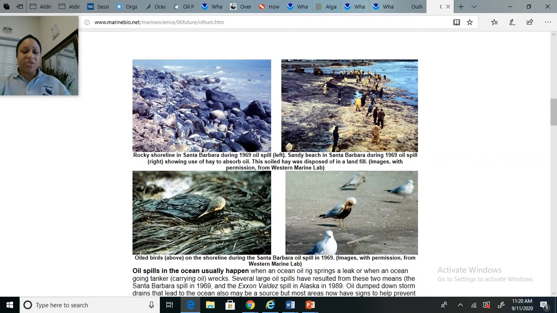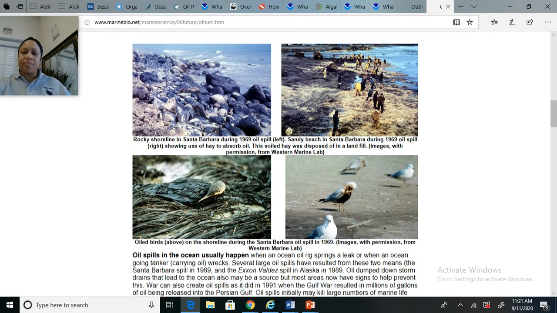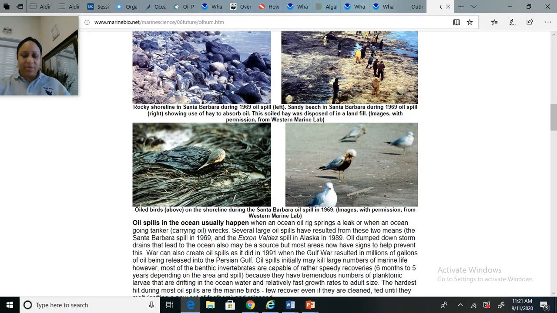So here are a few pictures. Rocky shore in Santa Barbara during the 1969 oil spill. Sandy beach in Santa Barbara during the 1969 oil spill, showing use of hay to absorb the oil. So they were trying to do all different types of things. Of course, technology has evolved, and there are a whole lot of different ways that we're cleaning up coastal areas and what have you.